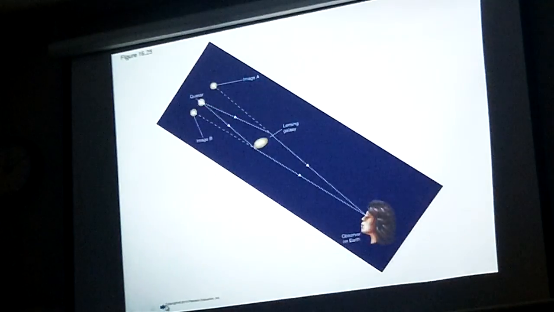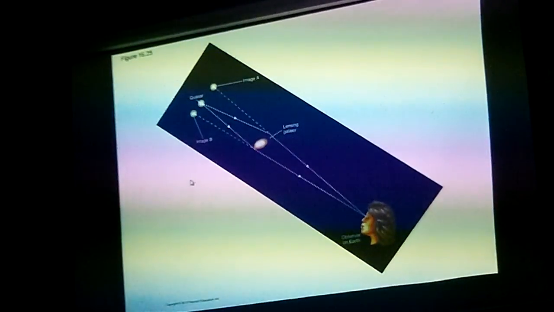You see how that and that, those two things, look like separate galaxies? They're not. Those are the same galaxy. They've been lensed. Gravitational lensing has occurred. Let me show you how that works.